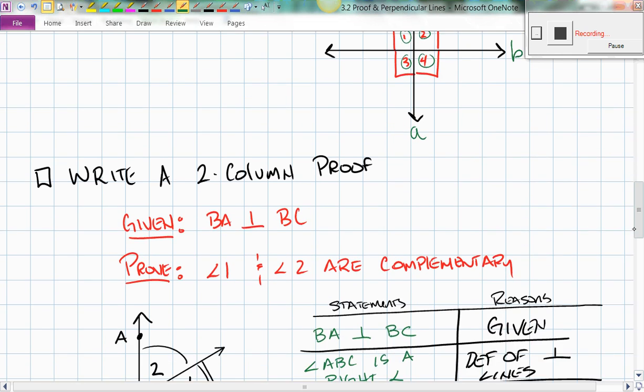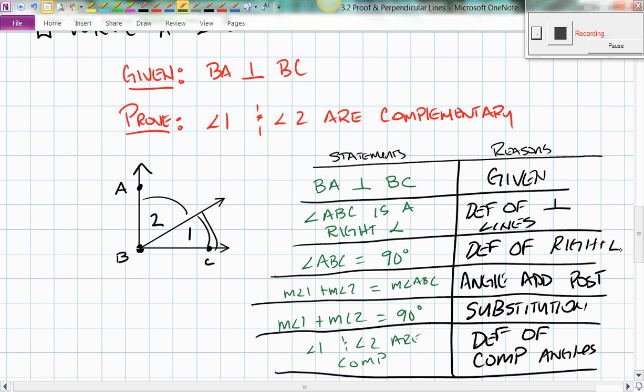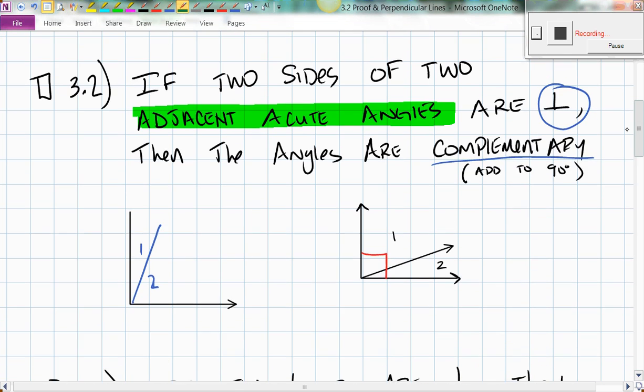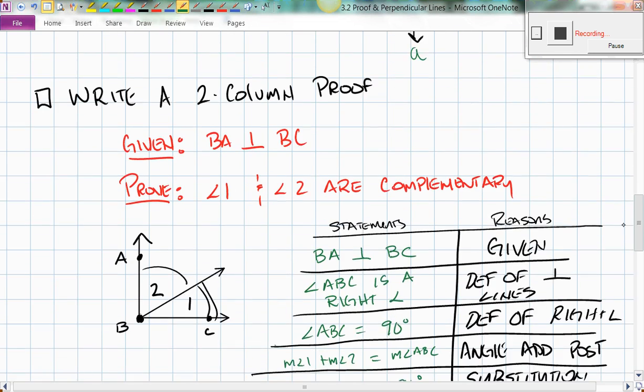Okay. Then we did a proof together in class. And here was the proof we did, okay? So we were given that BA is perpendicular to BC. Okay, that's what we're given. We're trying to prove angle 1 and angle 2 are complementary. So essentially, we're trying to basically prove theorem 3.2 back here. That's the one we're trying to prove. And since it is a theorem, it can be proved.